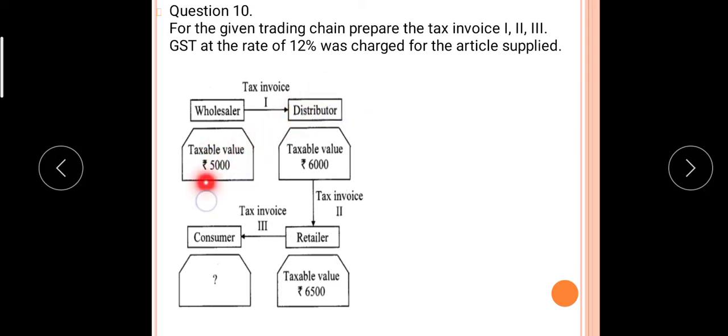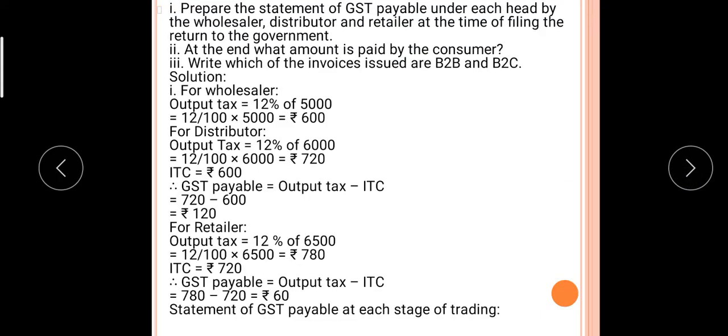On 5,000 we have to calculate for the wholesaler, and for the distributor this output tax is equal to the input tax of the distributor, and the output tax is calculated on the 6,000 rupees. So output tax of distributor is 12% of 6,000, so that is 720. So how much GST payable? 720 minus 600, that is 120 rupees. This is for the wholesaler.